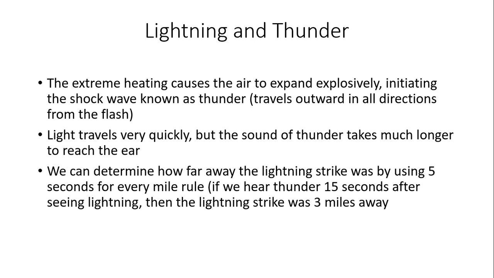We can determine how far away the lightning strike actually is by using the 5 seconds for every 1 mile rule. So here's an example. Let's say it's a hot summer day, you see a flash of lightning in the sky, and then you hear the thunder about 15 seconds after you see the lightning. We can use the 5 seconds for every mile rule to determine that that lightning strike was approximately 3 miles away from us.